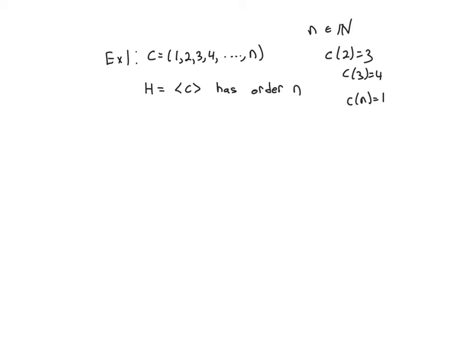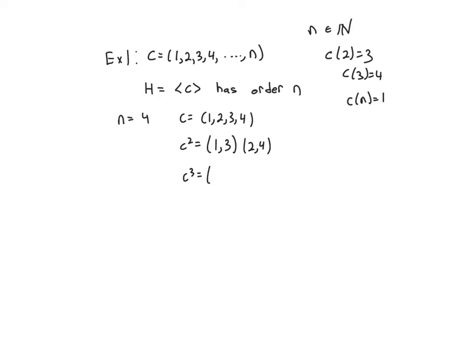So for instance, let's set n equal to 4. Then my cycle is a 4 cycle. And what is c squared? Well, 1 goes to 3. Skip counting by 2. 3 goes to 4, goes back to 1, so 3 goes back to 1. Skip counting by 2s because I'm squaring. 2 goes to 3, goes to 4, so 2 goes to 4. So there's c squared.